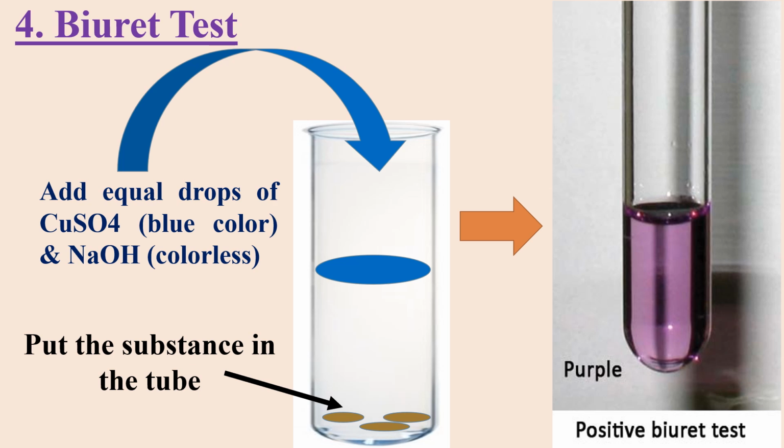Whenever I observe the purple or the violet color in the biuret test, it means that this substance contains proteins or polypeptides, or even both together. It could be protein alone, it could be polypeptide, or it could be a mix of protein and polypeptide.